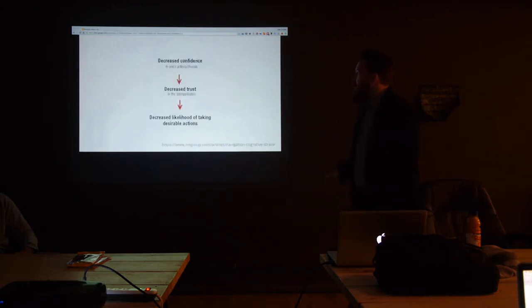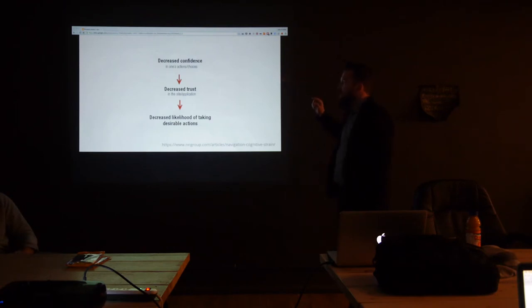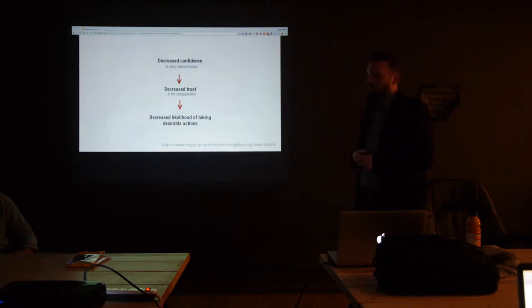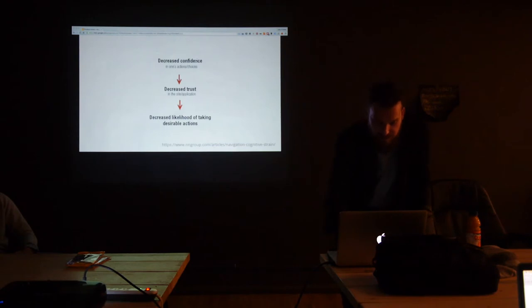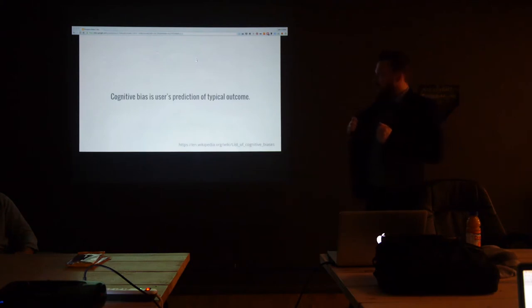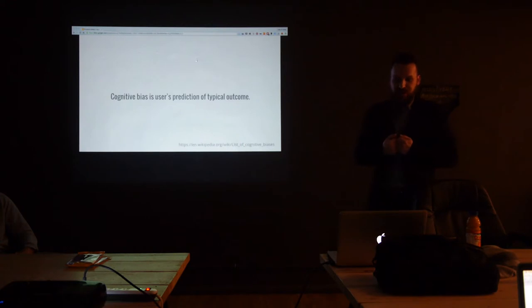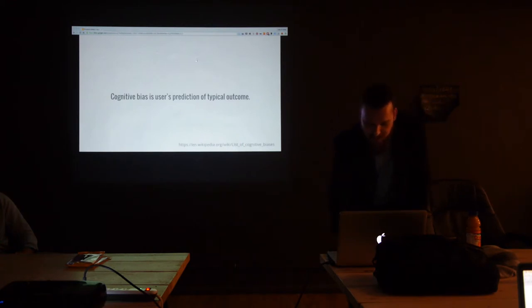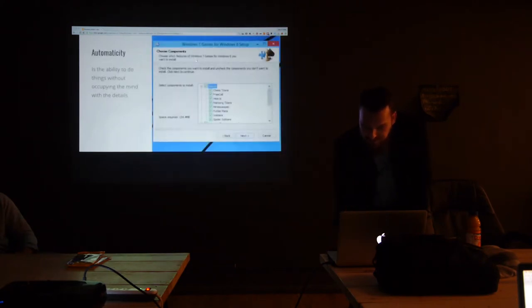And when you see something complicated, it decreases your confidence and eventually your trust, and that leads to a decreased likelihood of taking the desirable action. So you're less compliant with the request at hand. Another concept is cognitive bias, which is the user's prediction of typical outcomes. So that's why I'm wearing the jacket tonight. You would feel like I'm the authority. Well, I'm not. If I had glasses on, it would work even better because you would assume I read a lot of books or something, but I don't. So I would look smarter, but I'm not. But that is an example of cognitive bias.